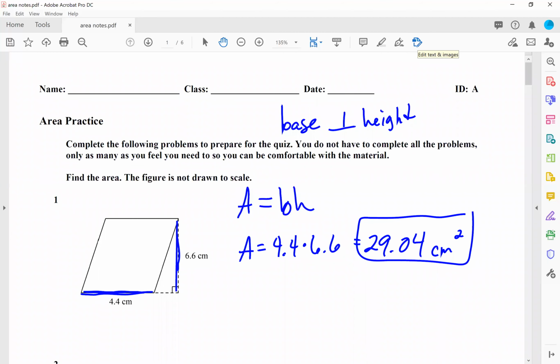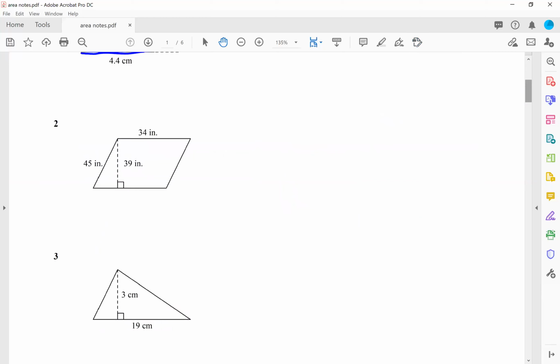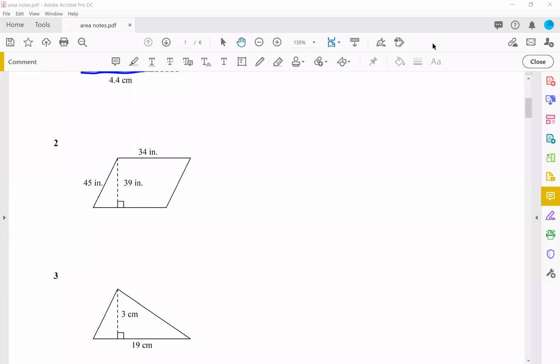Okay, next one we have here. It's another parallelogram. Again, we have to find our base and our height, and they're going to be perpendicular to each other. So look for that right angle. So here's the right angle, here's the height, and then your base is this side right there. And on a parallelogram, remember, your opposite sides are congruent, so this is also 34.